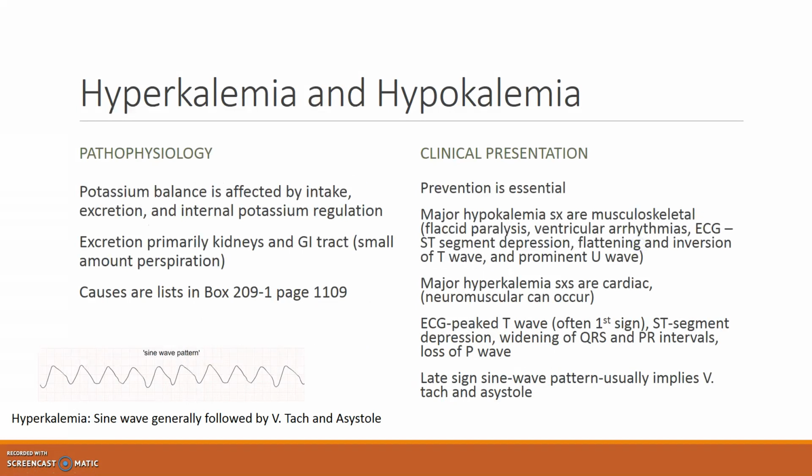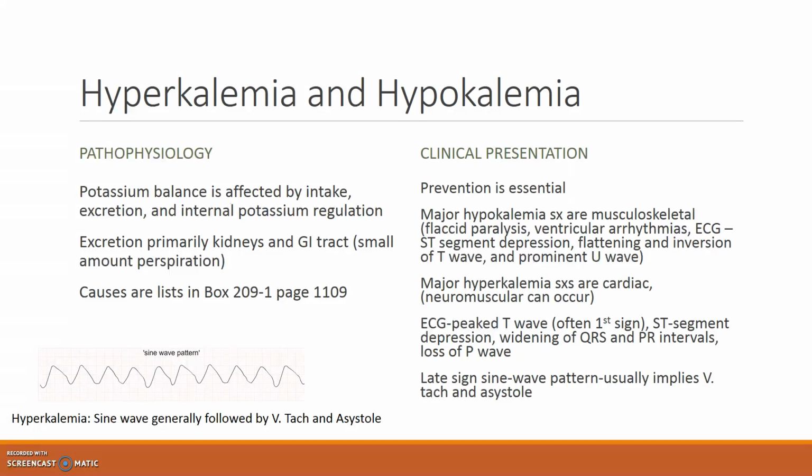So let's look at pathogenesis. Potassium balance is affected by intake, excretion, and internal potassium regulation. Excretion is primarily through the kidneys and the GI tract. There is a small amount of potassium secretion in our perspiration. I do want you to look at box 209-1 on page 1109 and look at the causes that are listed in that box of both hypo and hyperkalemia.